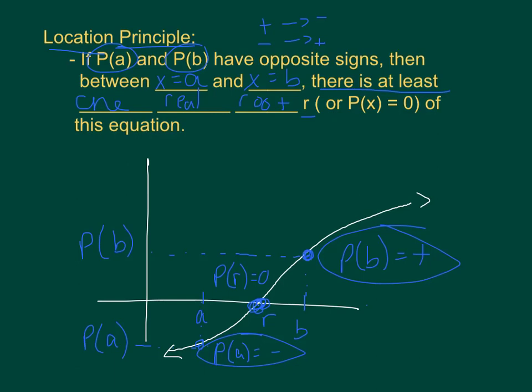And that's all the location principle says. I should have said of this equation P of X. That's all the location principle says, is that if one y is positive and one y is negative, then somewhere between those two y values, there's a 0. There's a real root. And that makes sense, because if one of them was positive and one of them was negative, it has to cross the x-axis between. Otherwise, you wouldn't have a change in signs for the y values. So, location principle. That's a nerdy term to say something relatively simple.